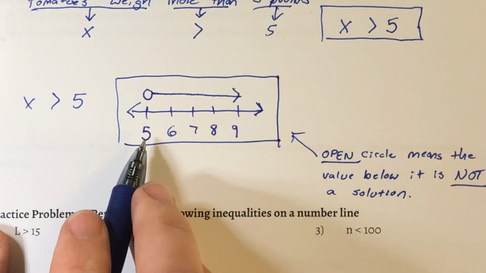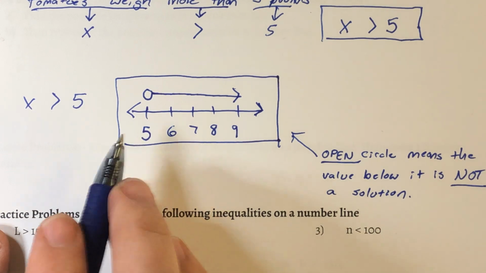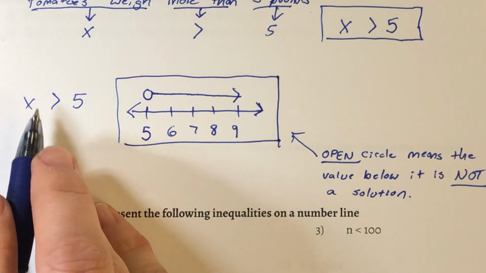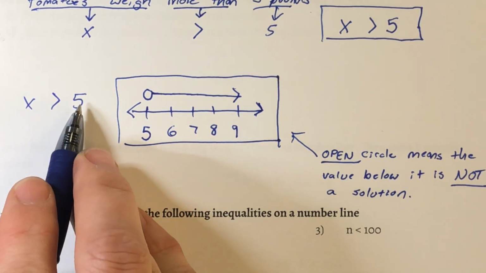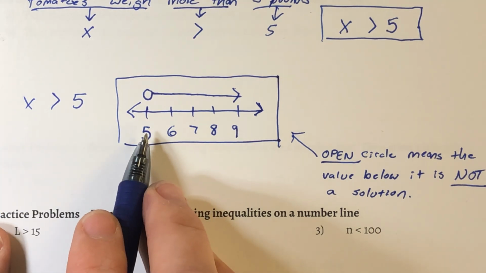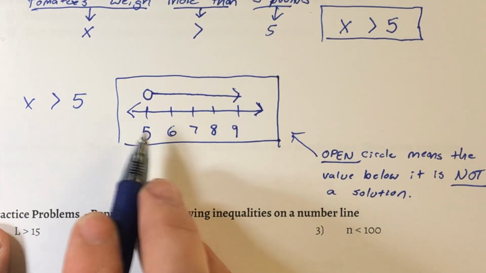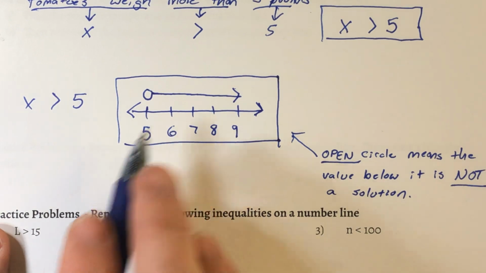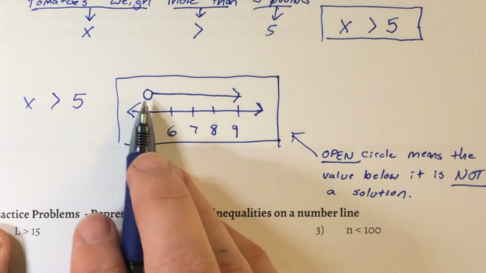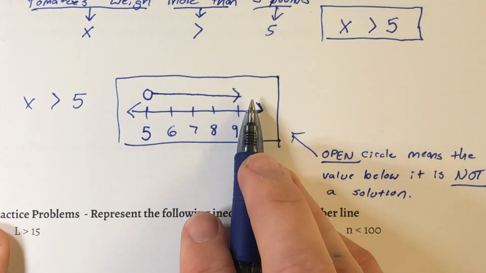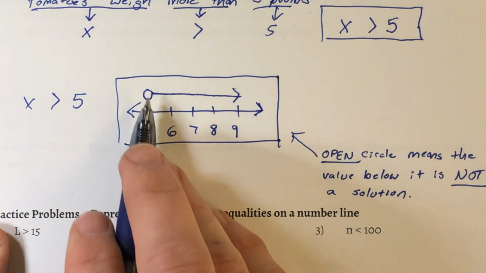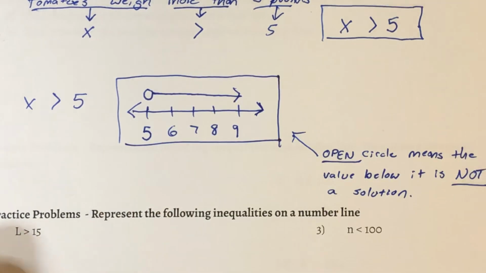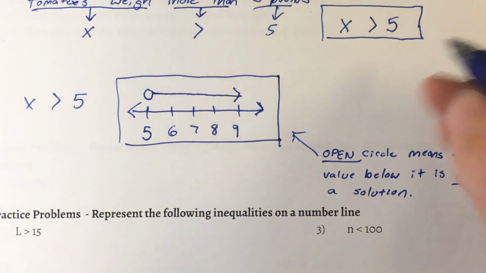So the value below the open circle is 5. This means 5 is not an answer. If the tomatoes have to weigh more than 5, well, 5 is not more than 5. So 5 cannot be a possible answer. 5 cannot be the weight of your tomatoes. Basically anything in this direction can be, but not 5. So think of an open circle as, whoop, it just fell right through. It's not included.